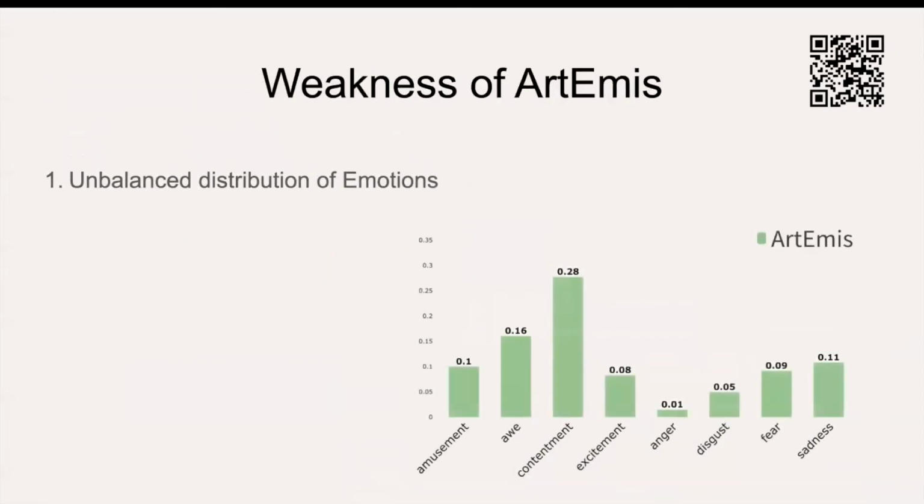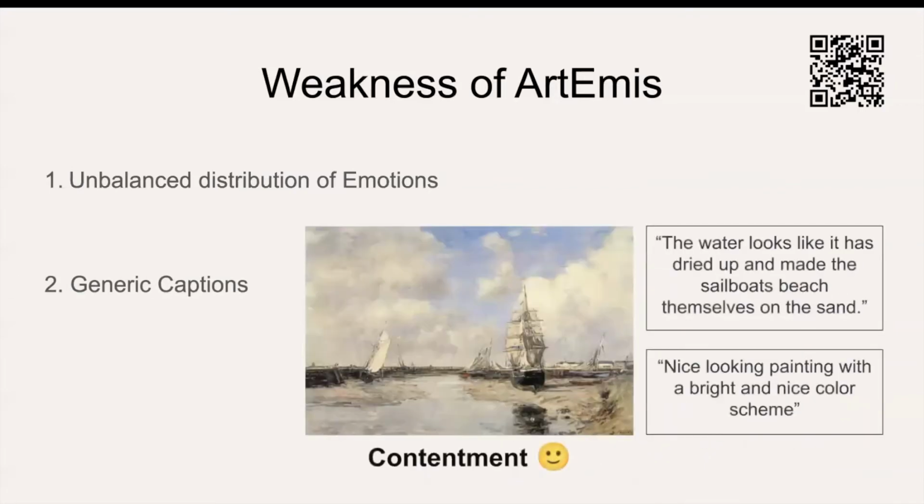Firstly, Artemis has a bias towards positive emotions, where most paintings are annotated positively, limiting the emotional experiences represented in the dataset. Secondly, many captions are generic. For example, in this painting, you can see two captions. One of them is more specific than the other, mentioning the sandy beaches and the sailboats.